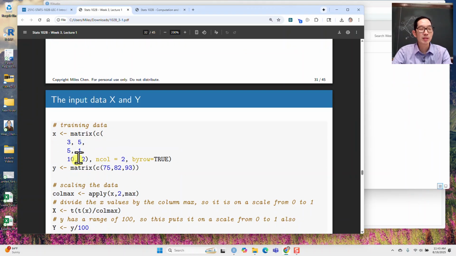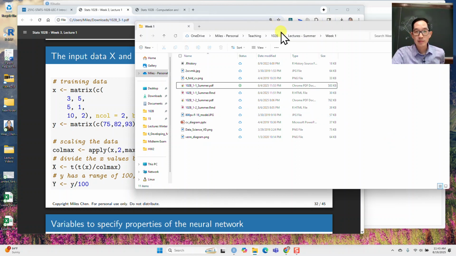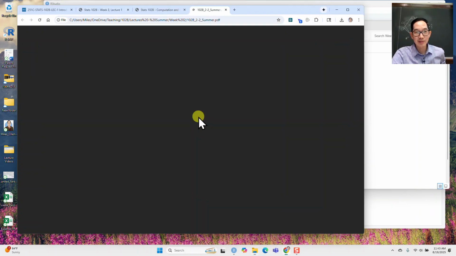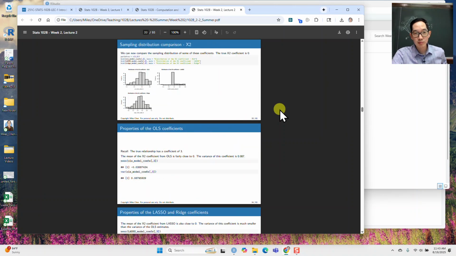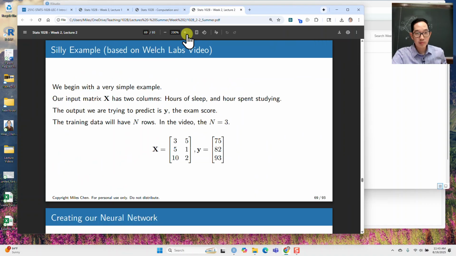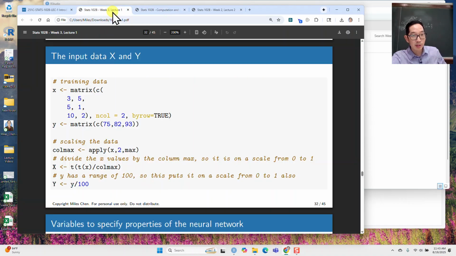Okay, let's get our data in. Okay, so the data, that was on a different slide. Right here. Pull this up. All right, so my silly example was, okay, we have 3 observations in X: 3, 5, 10, 5, 1, 2, and then 75, 82, 93. So we're going to put that into our matrix. I have a matrix X, 3, 5, 10, 5, 1, 2, and then matrix Y, 75, 82, 93.